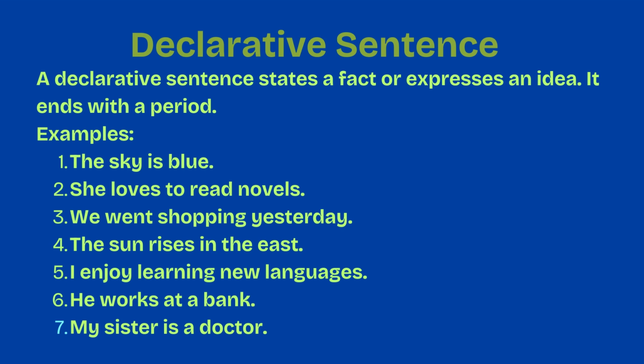Declarative sentences. A declarative sentence states a fact or expresses an idea. It ends with a period. Examples: The sky is blue. She loves to read novels. We went shopping yesterday. The sun rises in the east. I enjoy learning new languages. He works at a bank. My sister is a doctor.